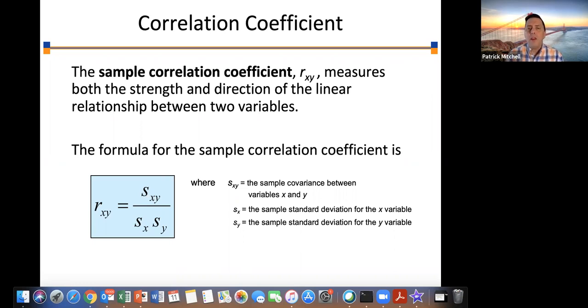So the correlation coefficient is calculated by taking the sample covariance and dividing by the product of the sample standard deviations. And the sample correlation coefficient is called R sub xy, or sometimes just R.